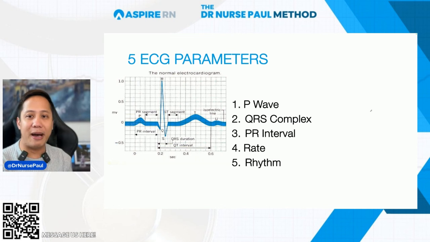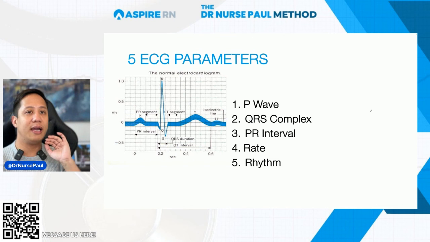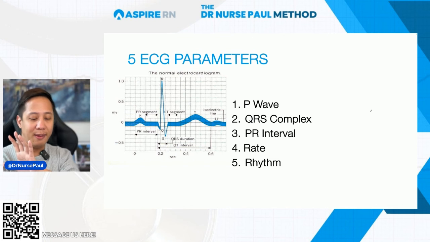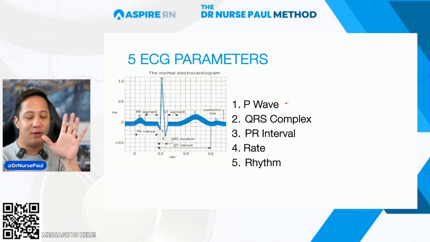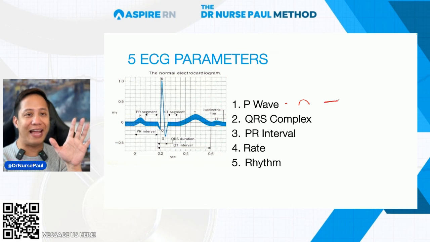Now that we know about EKG, now that we know about the time, now that we know the locations, now that we know what PQRST means, let's go to the five EKG parameters for dysrhythmia: P wave, QRS, PR, rate, rhythm. I'm going to go one by one first to give you an overview or review again. P wave should be a positive deflection, which means it should look like this. If it looks like this, abnormal. That's called a flat P wave or absent P wave. If it looks like this, abnormal. That's called a depressed P wave, very rare.